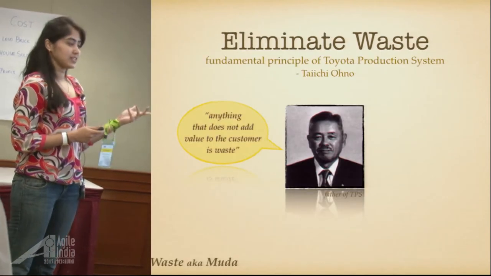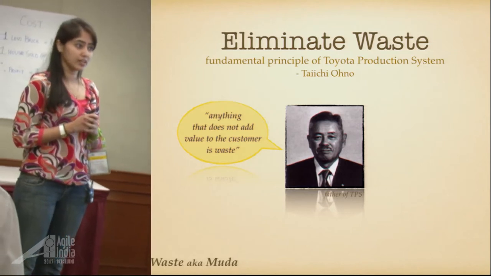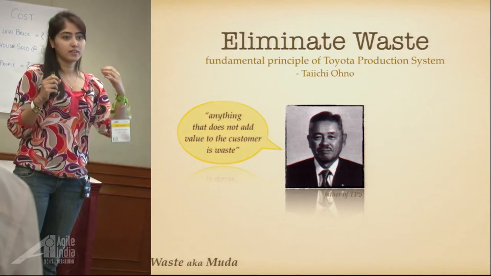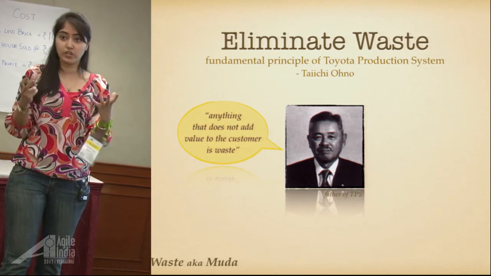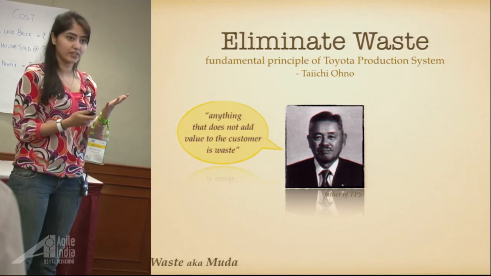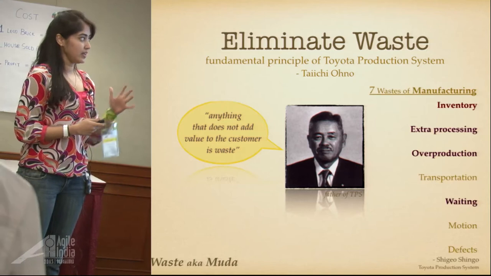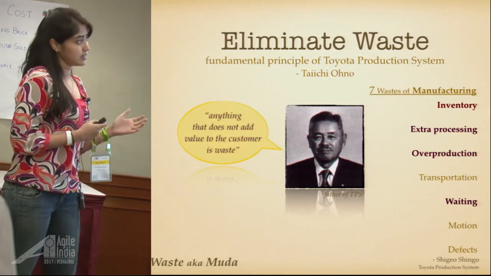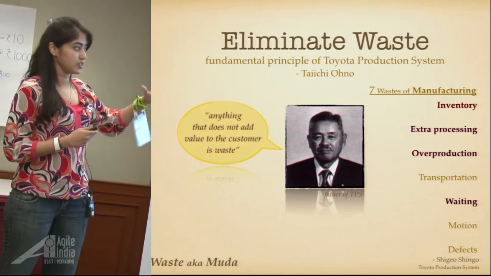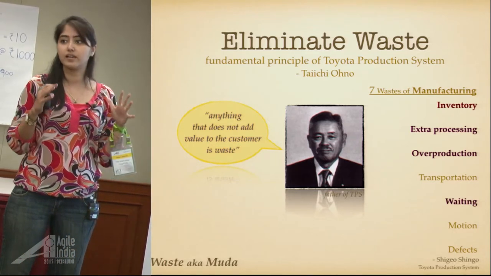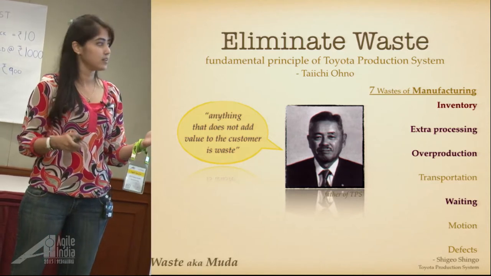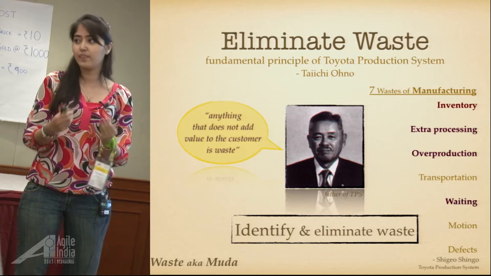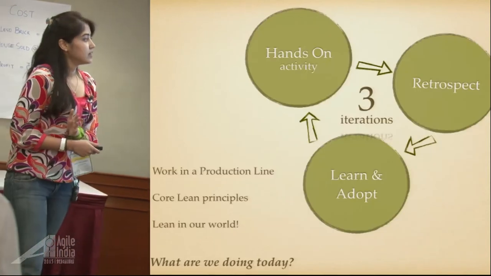Okay, so really quickly, this is Taiichi Ohno. He's called the father of the Toyota production line. The most important thing that he taught is that waste is the most important idea you need to understand when you're trying to adopt Lean. Anything that does not add value to the customer is waste. So what we're going to try to do today is, A, understand the 7 types of waste that the TPS, the Toyota Production System, tells us: inventory, extra processing, overproduction, transportation, waiting, motion, defects. These are all the 7 types of waste taught in Lean manufacturing. But first of all, we are going to identify waste and then see how to eliminate it. Okay, so let's get to it then.